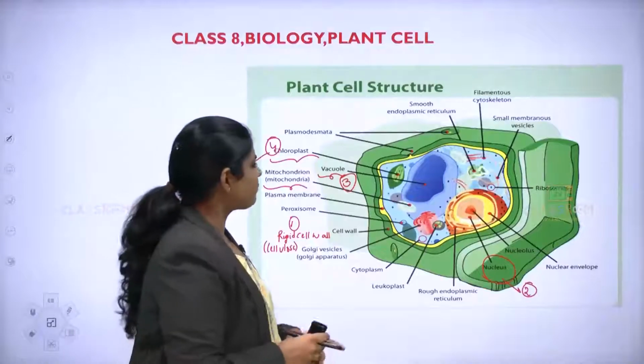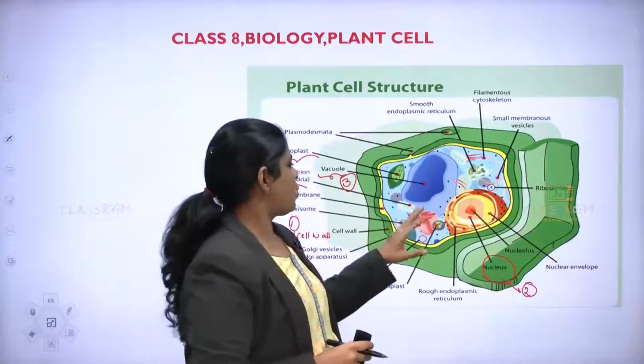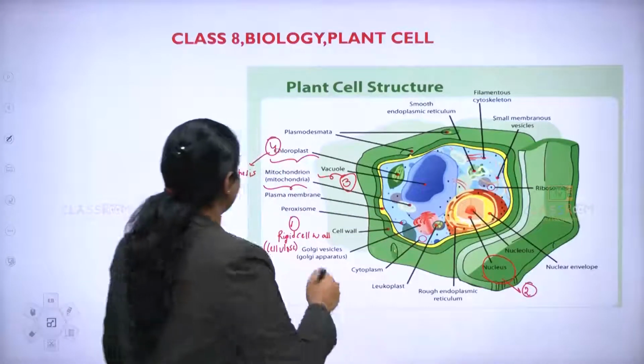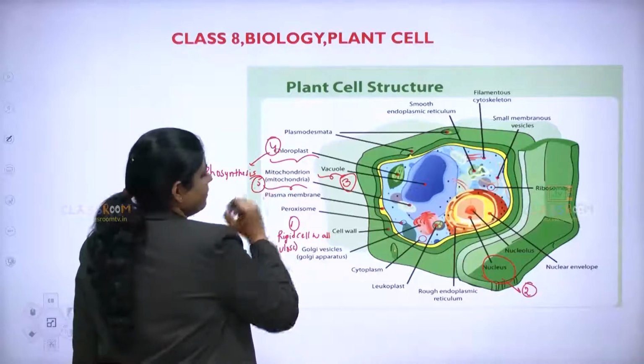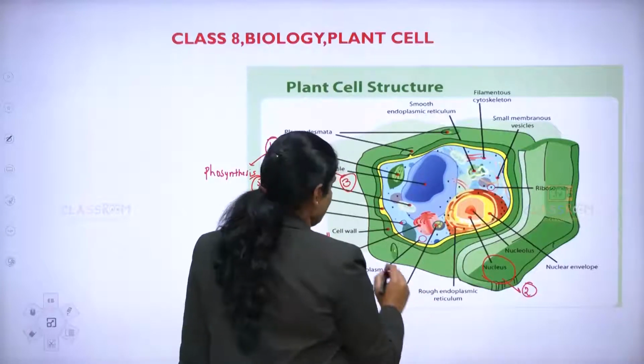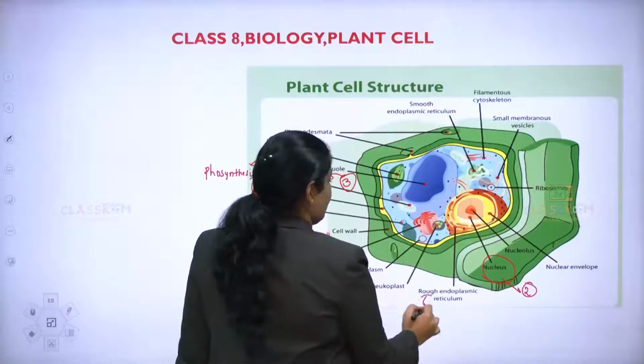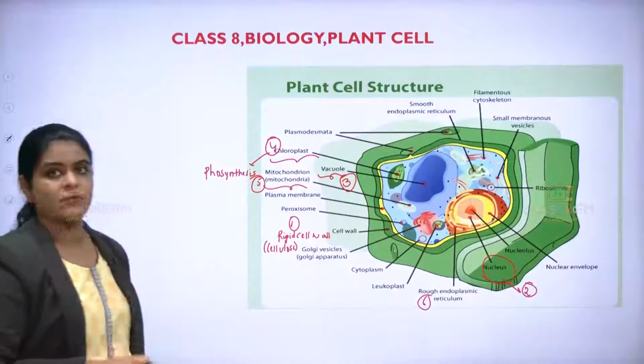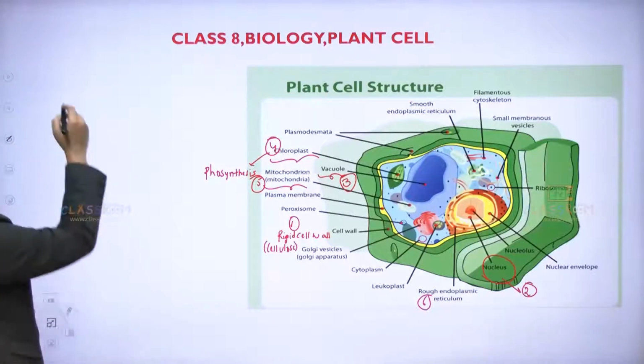Alright. Then we have mitochondria, which is powerhouse, and then we have rough endoplasmic reticulum, which has protein spikes on them. So these are the important parts that you need to remember.